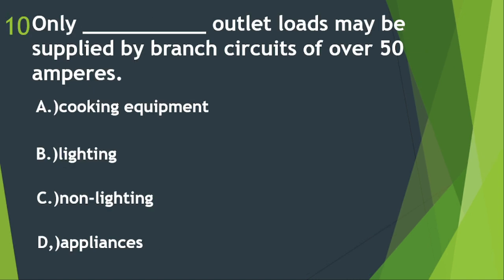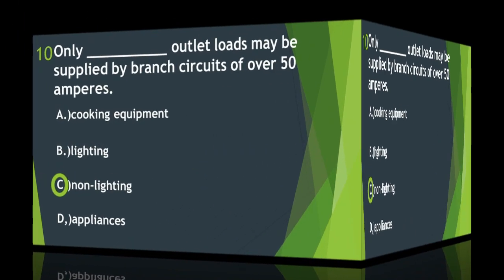Number 10. Only blank outlet loads may be supplied by branch circuits of over 50 amperes. A. Cooking equipment. B. Lighting. C. Non-lighting. D. Appliances. Correct answer is C. Non-lighting.